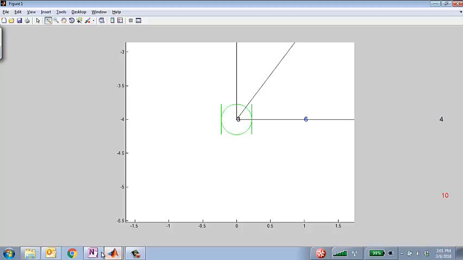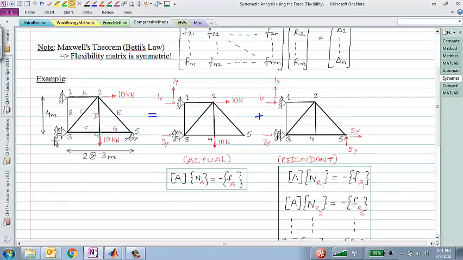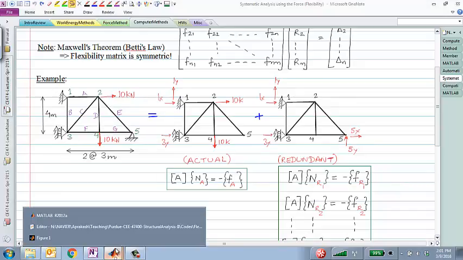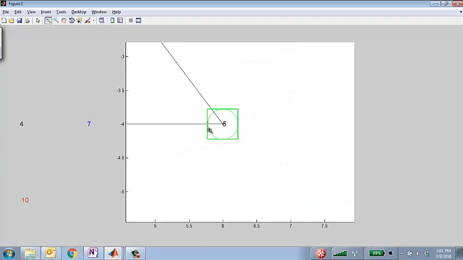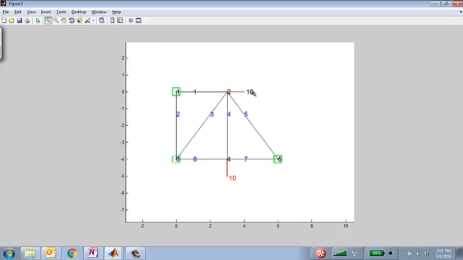This is exactly what we have in our given problem also. Similarly, for node 5, I have the same type of pin connection. X displacement and Y displacement both are fixed. There are 10 and minus 10 loads at 2 and 4. So this is the original given problem to me. All I've done is just plot the input file.